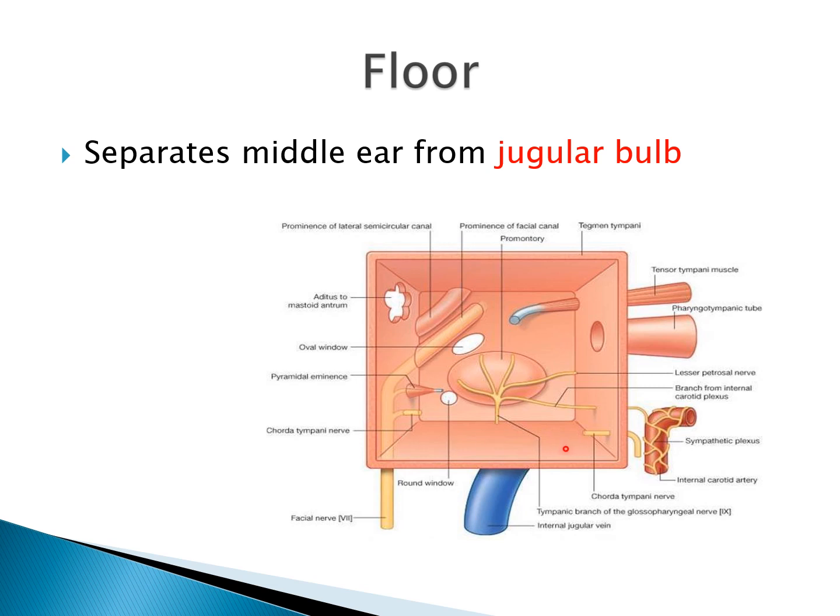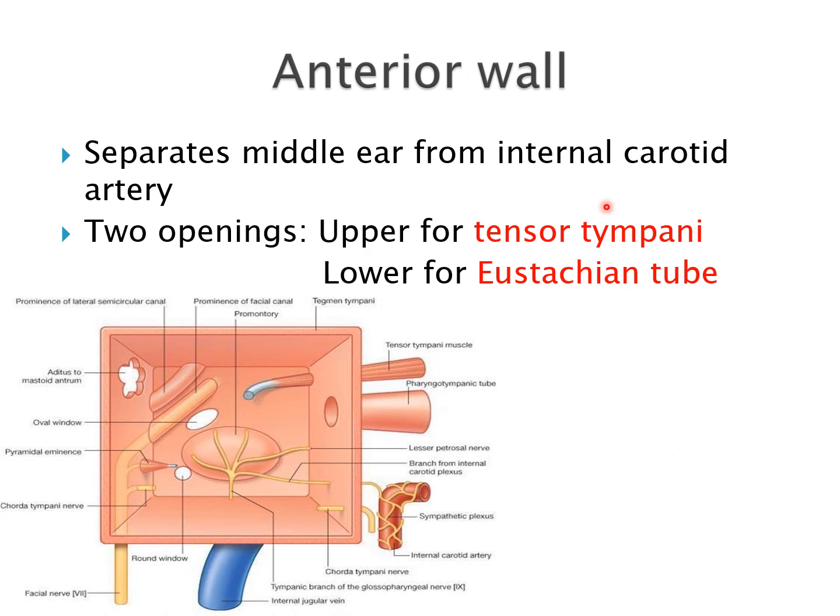Then this is the floor. As we can see here that it separates the middle ear from the jugular bulb which is below the middle ear. Then the anterior wall. Now this is the anterior wall of the middle ear. Now we see that it separates the middle ear from the internal carotid artery and it has two openings. The upper opening, this one, is for the tensor tympani muscle and tendon, and the lower opening is for the eustachian tube. So eustachian tube opens into the anterior wall of the middle ear through this opening.